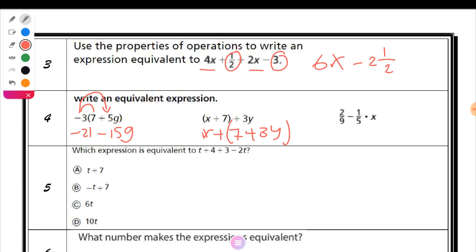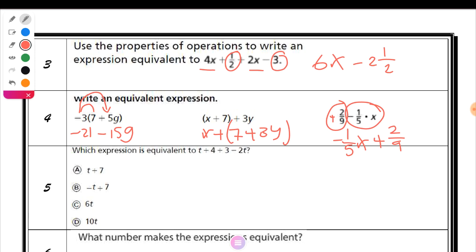Last one, I can use the commutative property. So first instead of second, and second instead of first. So it will be -1 over 5 x plus 2 over 9. Take care. The sign of 2 over 9 is positive, and the sign of 1 over 5x is negative. Don't forget the negative sign.